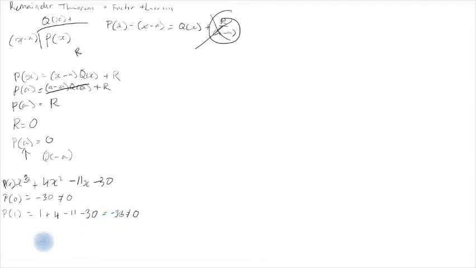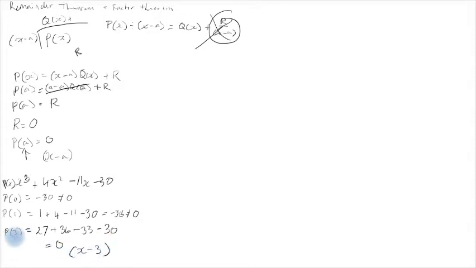So suppose we try a few more things, and let's try as one of our options 3. So 3 cubed is 27 plus 3 squared is 9, 4 times 9, 36, minus 11 times 3 is 33, minus 30. So you can see the 27 and 36 give 63, and then we have 33 and 30. So that actually does indeed equal 0. So what that means is, as a factor, we should try x minus 3.